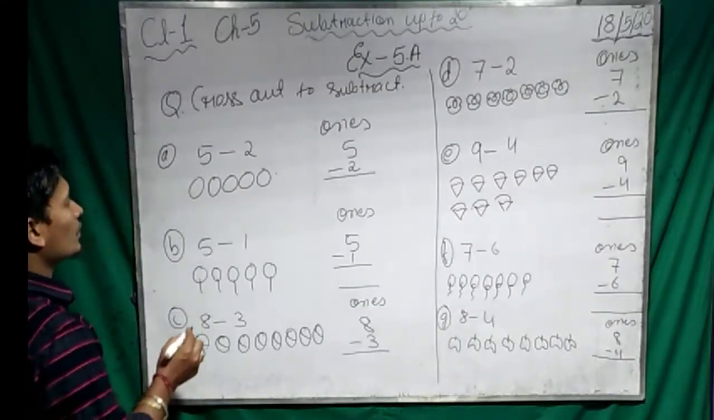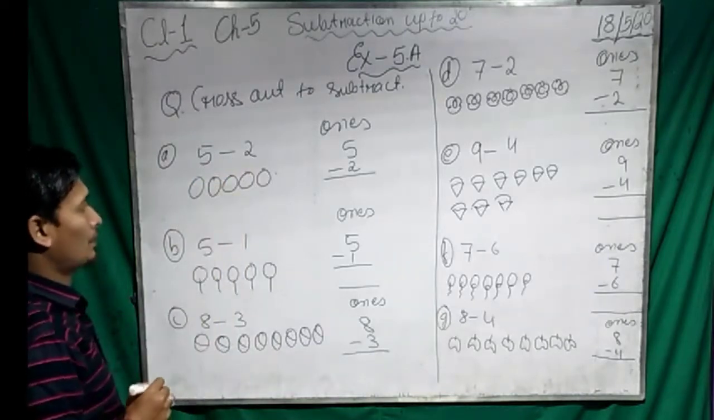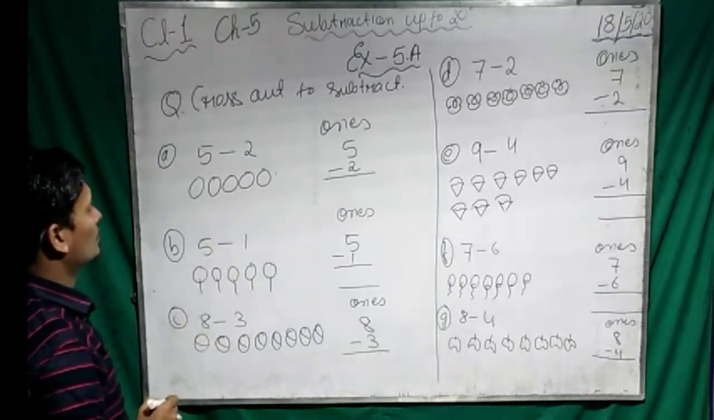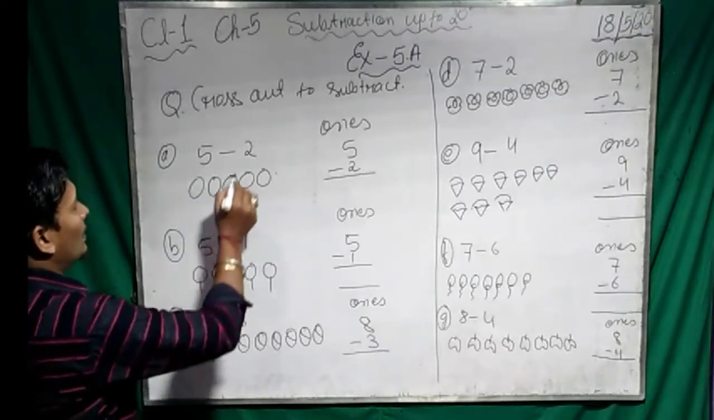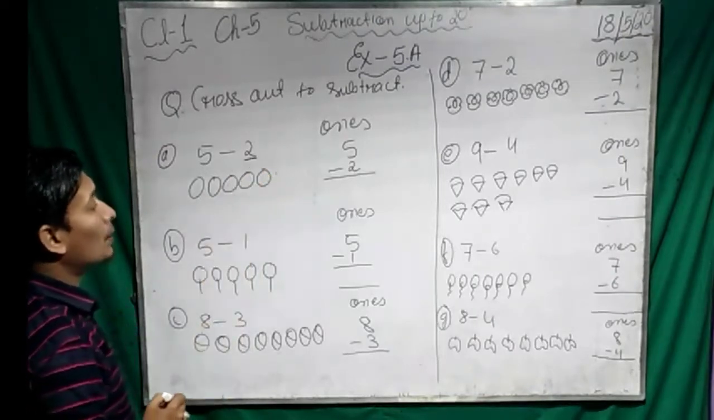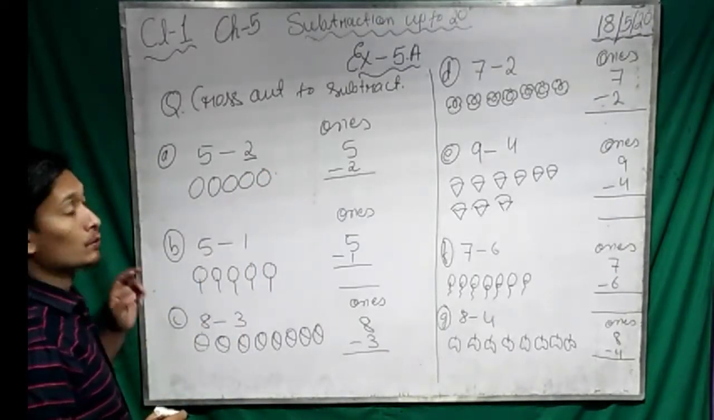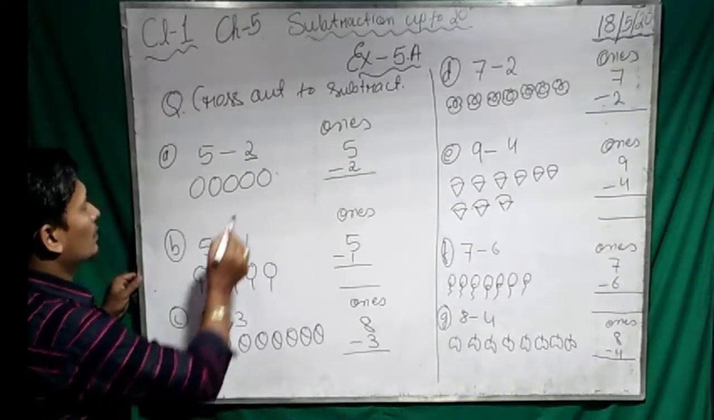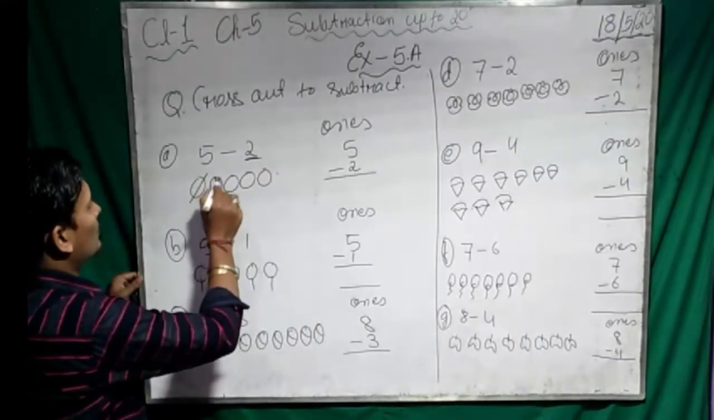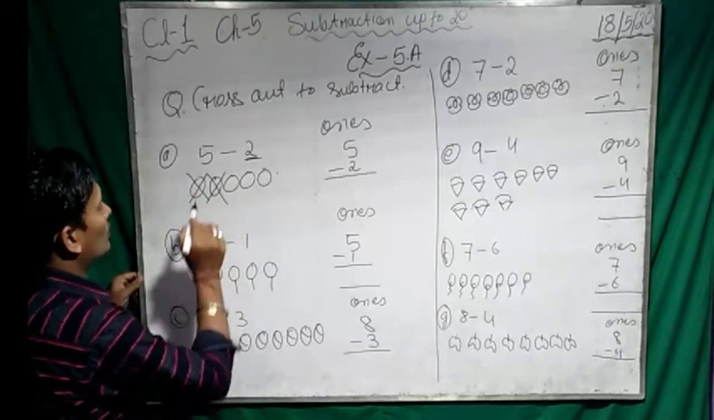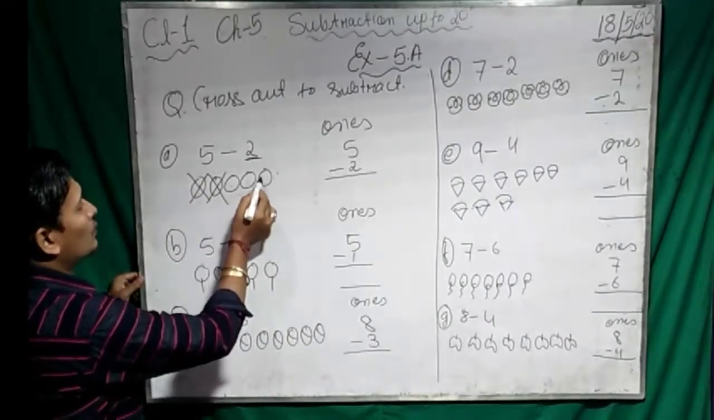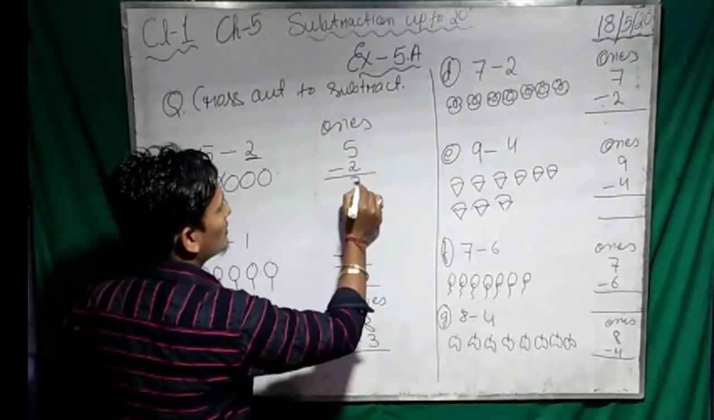So 5 minus 2. Suppose I have 5 laddus. How many laddus do I have? And I ate 2 laddus. So how many laddus are left? So how many laddus do I have to cross out? 2 laddus. So 1, 2. Cross out. So how many laddus are left? 1, 2, 3. So the answer is 3.